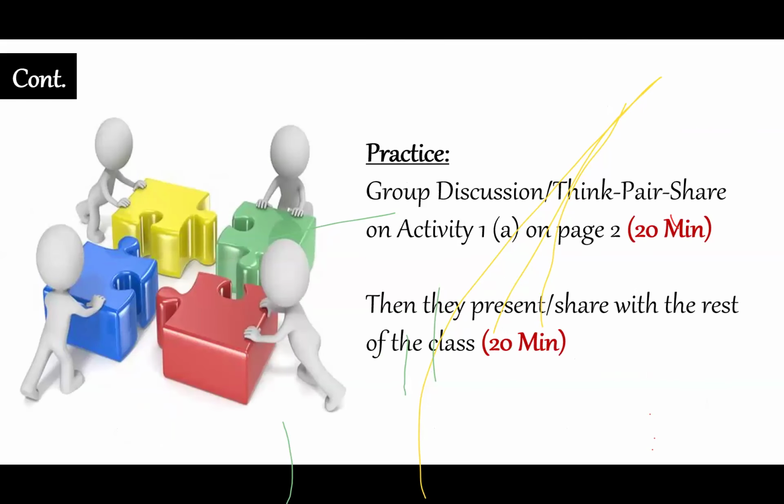From there, as I said earlier, they have to practice. So for this session, since you are still at the beginning level, we have a group discussion or a think, pair, share that can be done. If you have seen the TIE book for Form 1, there is activity 1A on page 2. So they can do this one. If you have not seen it, you can go and take a look after this presentation.